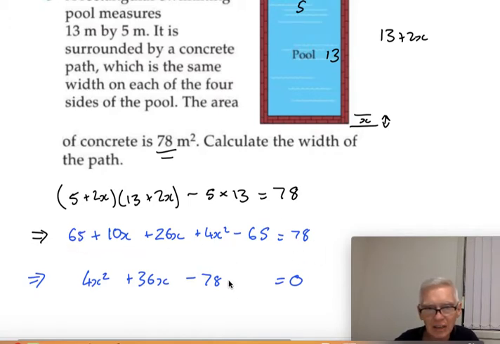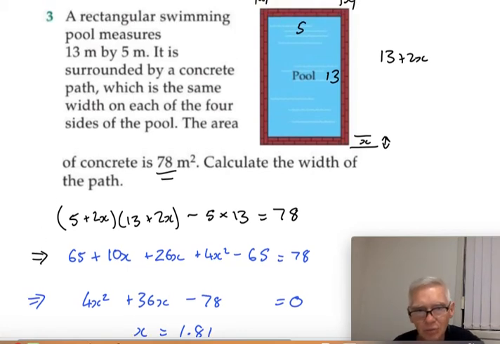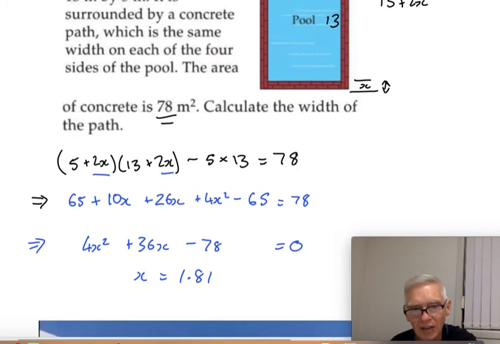We bring the 78 over there. Now we use the quadratic formula to solve that, or use your calculator, and you'll find that x will equal either 1.81 or negative 10.8. Well, we're not going to have a negative length for the path, so 1.81. So go back and check it. When you put 1.81 instead of x there, does it all equal 78? Go ahead, check that, and you'll find it does. So there's the length of the path, and you should know that you have that correct.